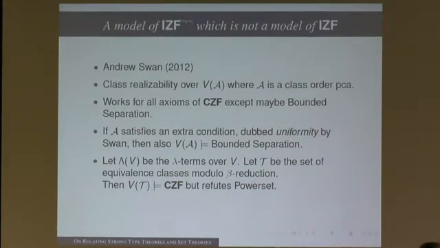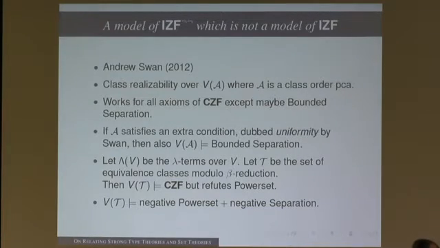And it turns out that he showed that this particular class realizability realizes CZF, but it refutes power set. And then I looked at it again, and it turned out that although it refutes power set, it validates negative power set and negative separation. So here we have actually a model which separates the two.